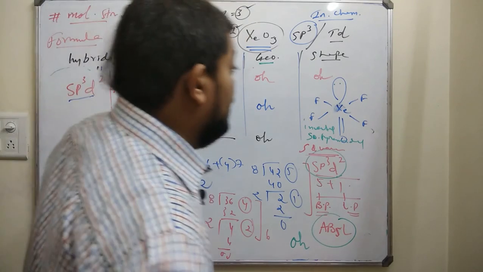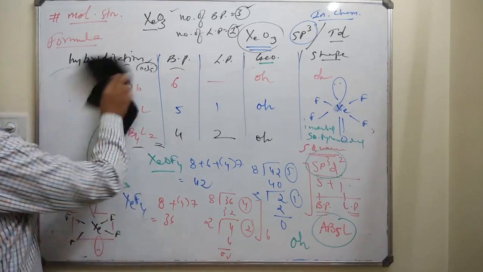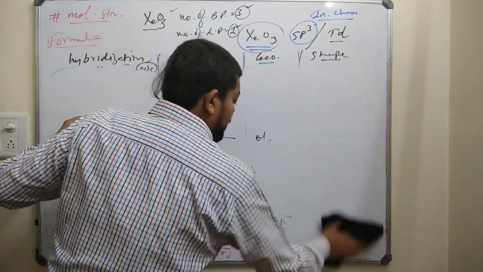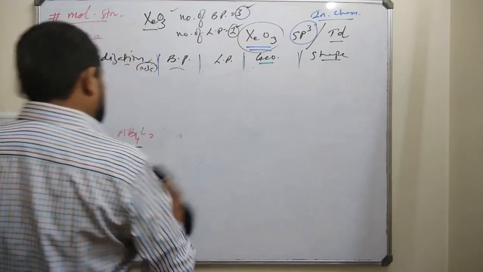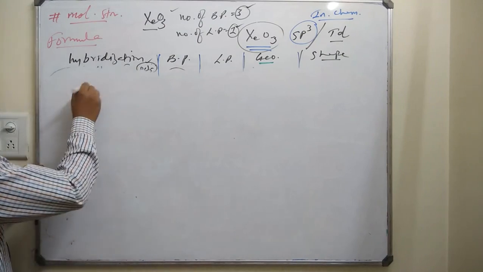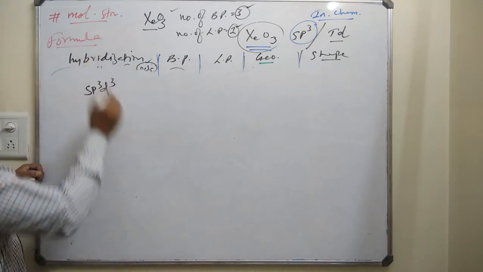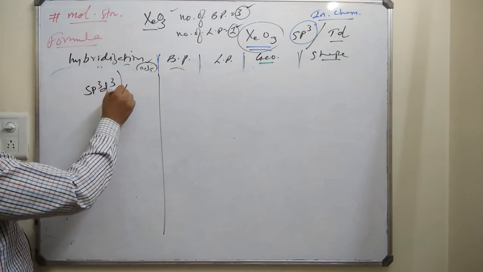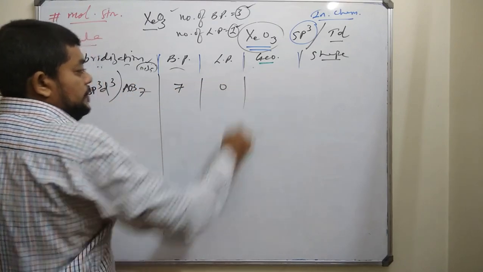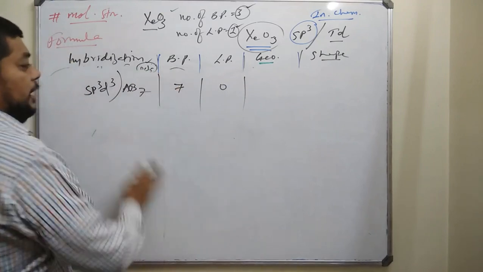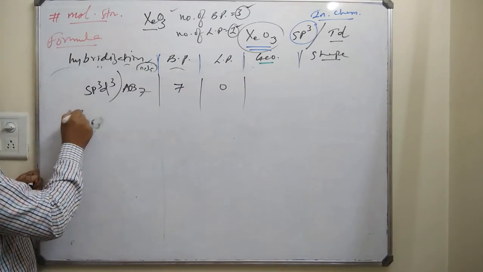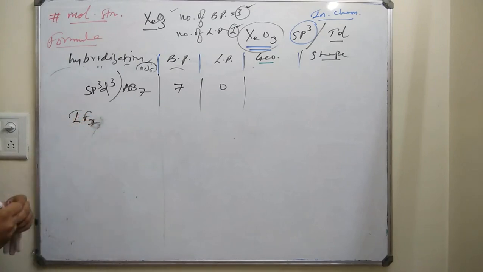Now let us take the last example in this series, that is sp3d3. Friends, remember very well, the examples that I have taken in this class are all inorganic molecules. So sp3d3 would be the type AB7, 7 bond pairs, 0 lone pair. Let us check whether we are getting it or not. The example is the interhalogen compound IF7.